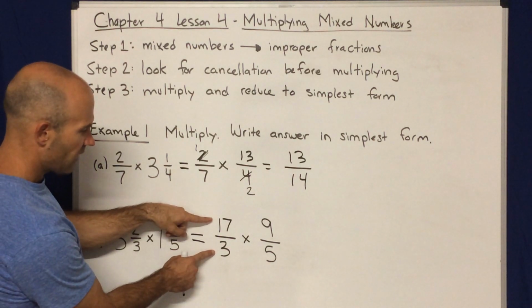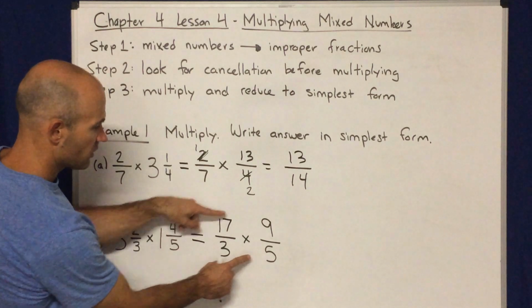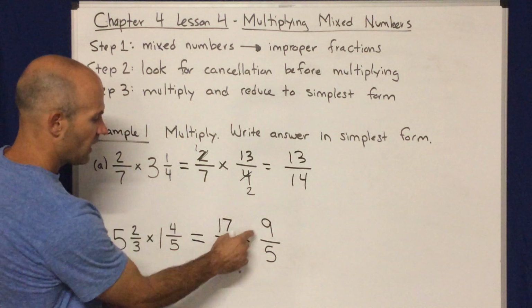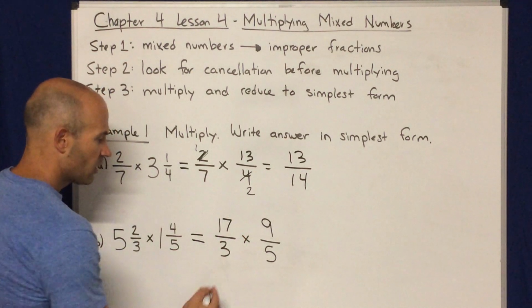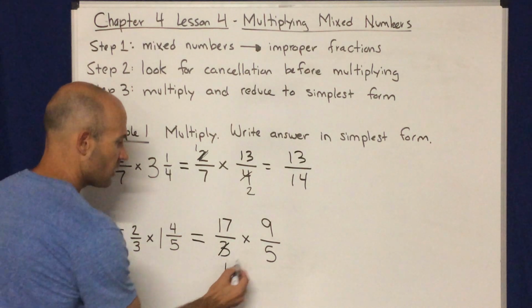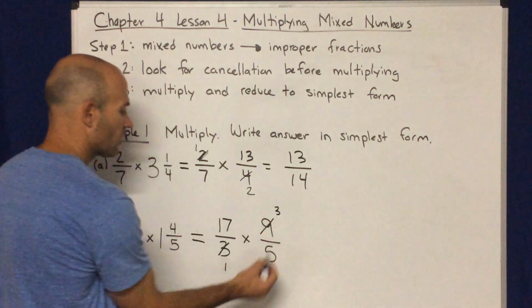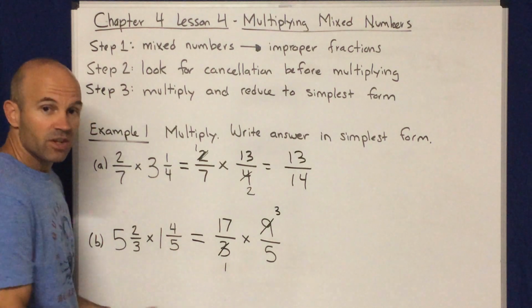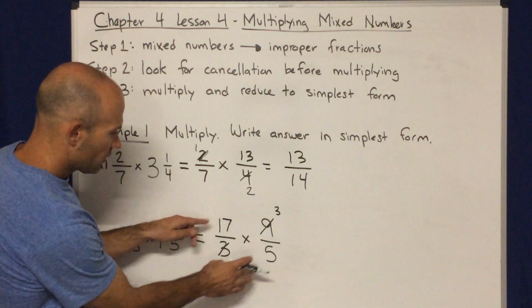17 and 3, no common factors. 17 and 5, no common factors. The 9 and the 3, they have a common factor of 3. 3 goes into 3 one time, and 3 goes into 9 3 times. And then I think that's all the cancellation that I could do between a numerator and a denominator.